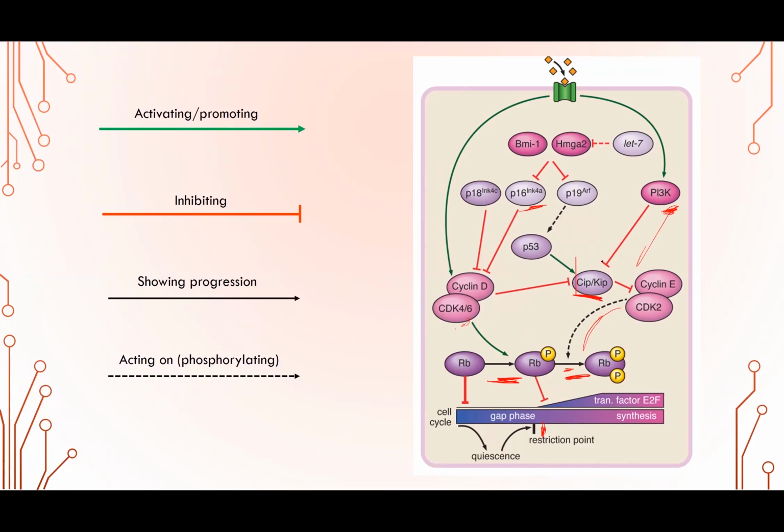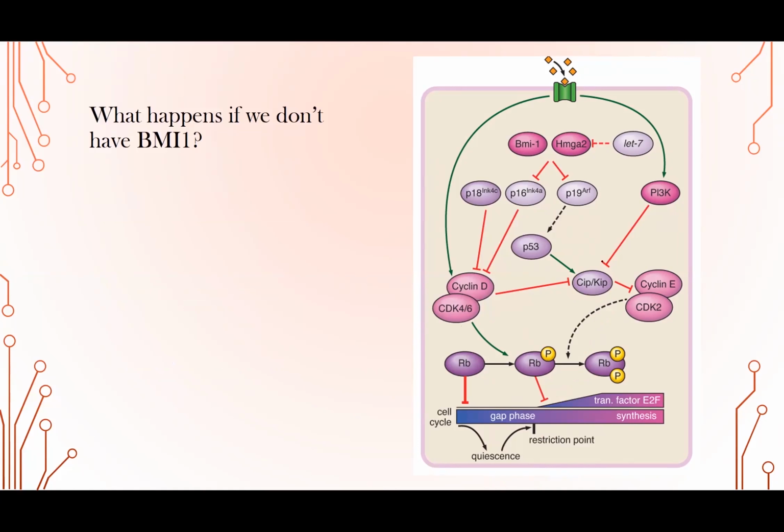So then let's go about how we would analyze this image or how we would answer a question. So my question is, what if we remove BMI1, which is right here? What if we remove this protein from this cycle? What's going to happen? Okay, so what if we remove BMI1? So try to see what BMI1 is doing and then see if we don't have BMI1, how is it going to affect the next protein in that cycle?